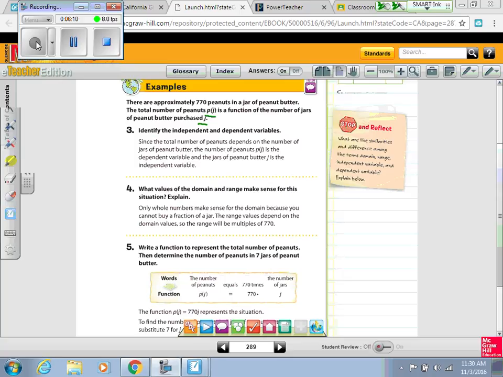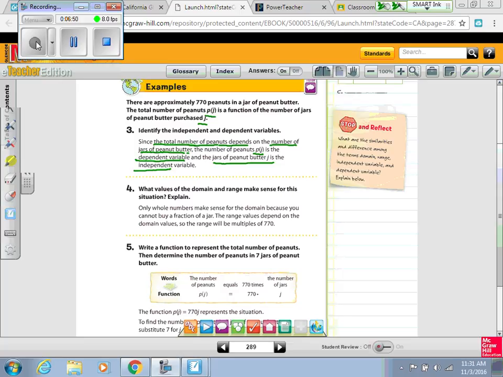Okay? So to identify the independent and dependent variable, the total number of peanuts depends on the number of jars, which is P of J. That is the dependent variable, and the jars of peanut butter is the independent variable. P of J, how many peanuts there are going to be, depends on how many jars, right? Okay, so now they ask what values of the domain and range make sense for this situation.